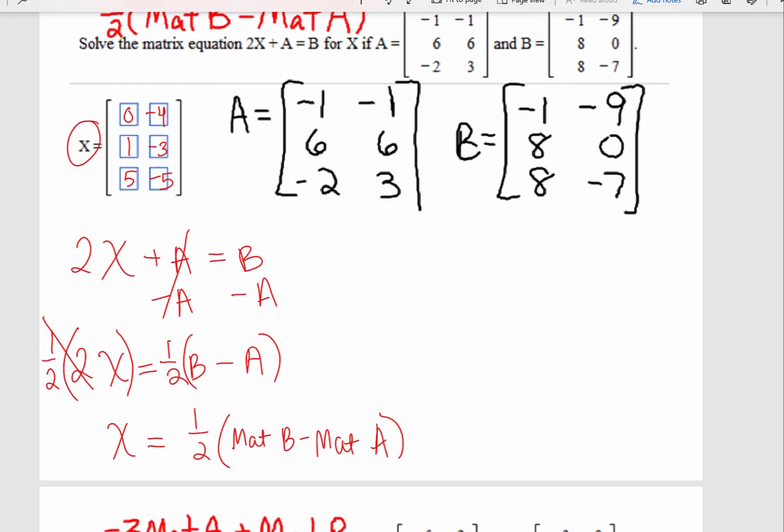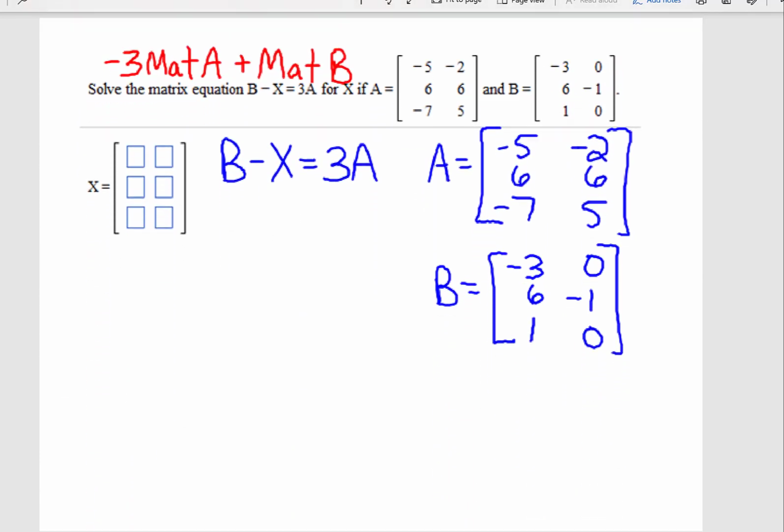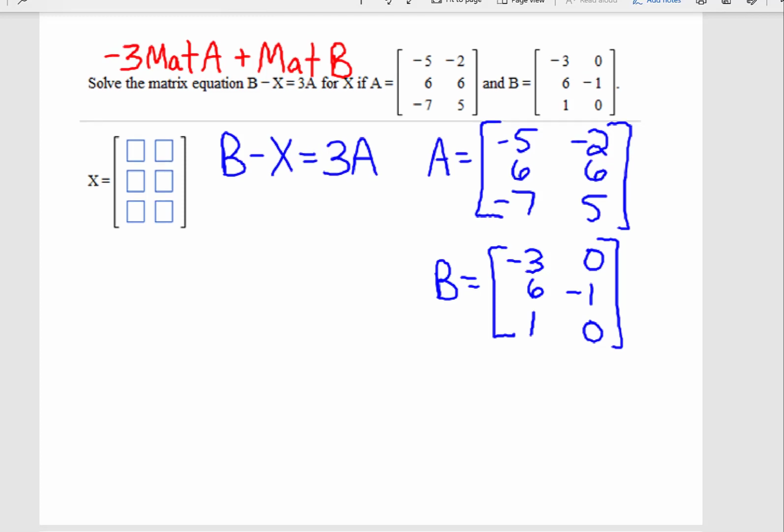All right, let's check out this next one. Okay, let's just look at the equation first. B minus X equals 3A. We're solving for X, right? Matrix X, and we're given matrix B and matrix A. So I need to isolate X. I'm going to subtract B. Do that on the other side.